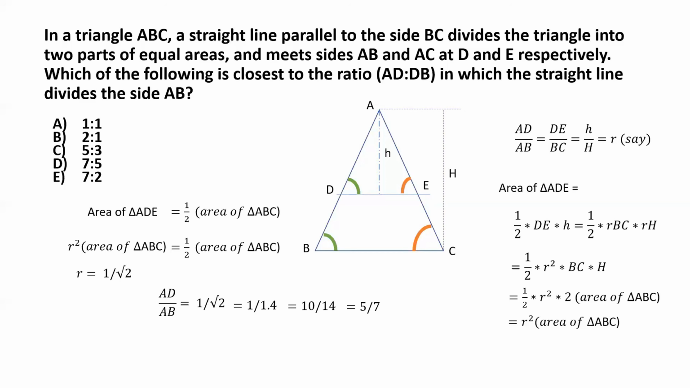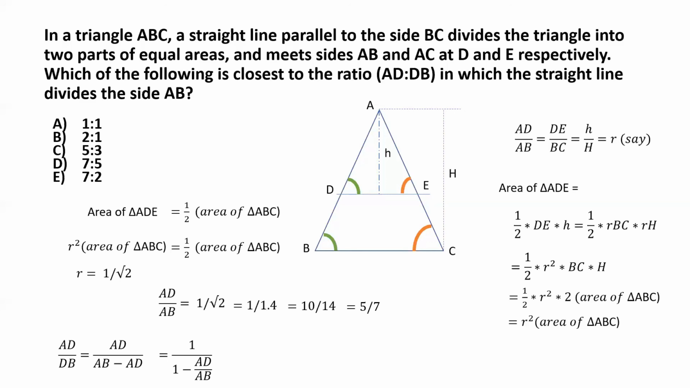Now this is AD by AB, but the problem doesn't ask for AD by AB, it asks for AD by DB. And that's actually pretty simple. So AD by DB, so what's DB? DB is basically AB minus AD. So we have AD by DB is equal to AD divided by AB minus AD. And then if we divide both the numerator and the denominator by AD, we are left with 1 divided by 1 minus AD by AB.